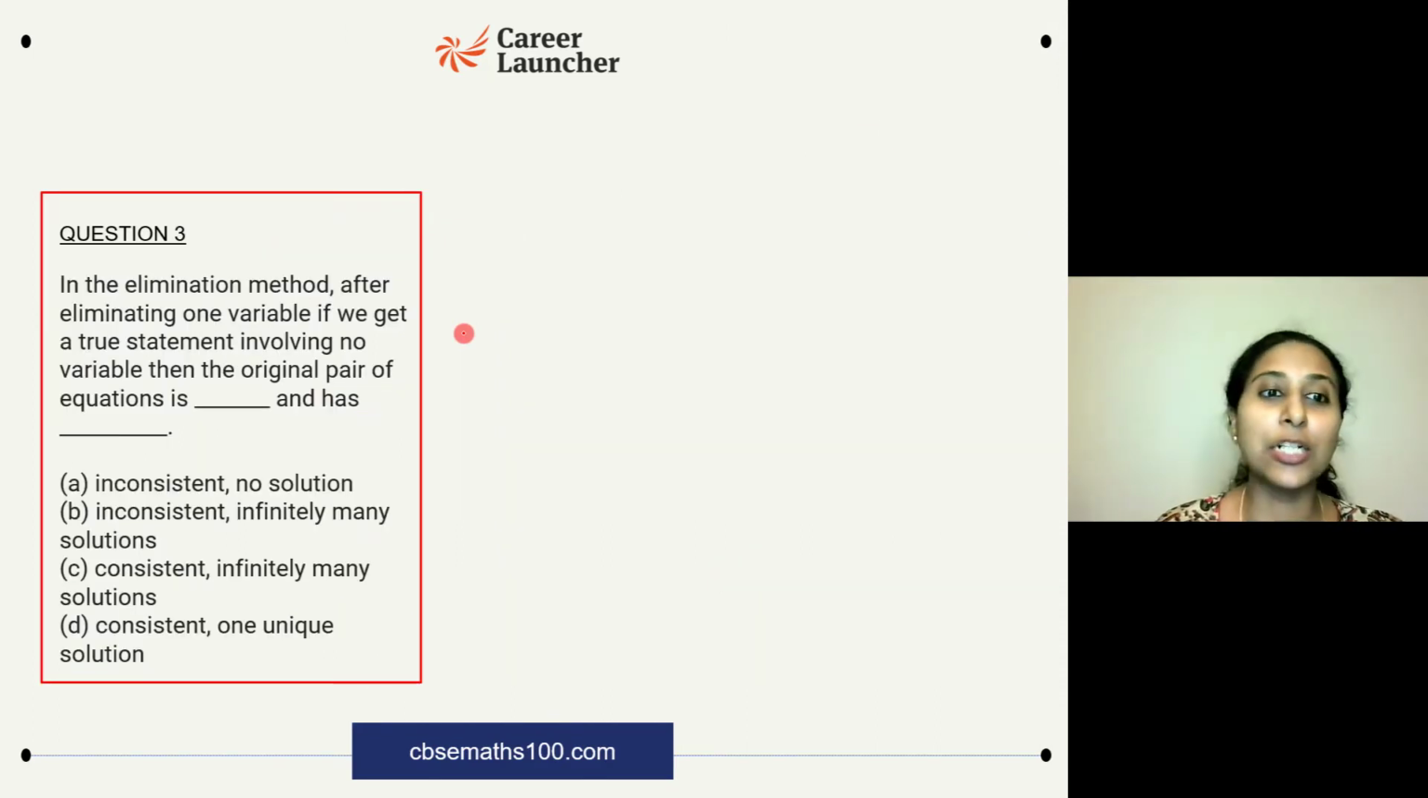Let's try the third question. In the elimination method, after eliminating one variable, if we get a true statement involving no variable, then the original pair of equations is dash and has dash. Okay, what is this question asking you here? In elimination method, after eliminating one variable, if we get a true statement involving no variable.